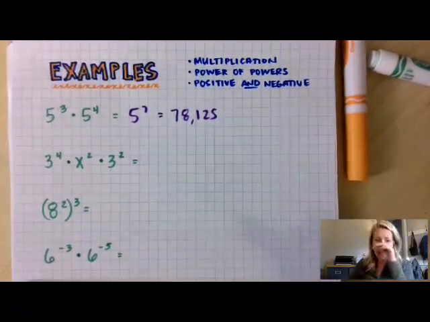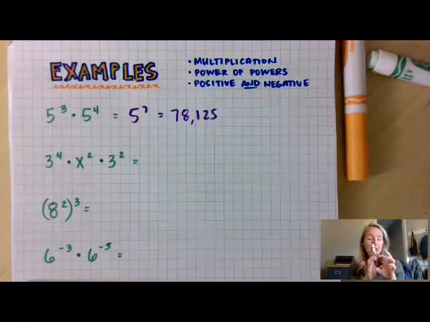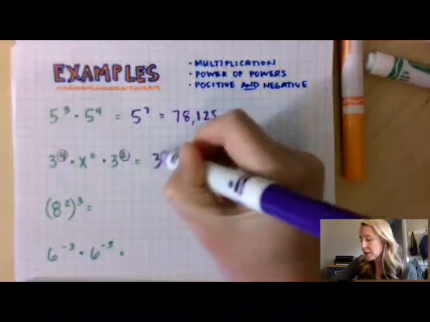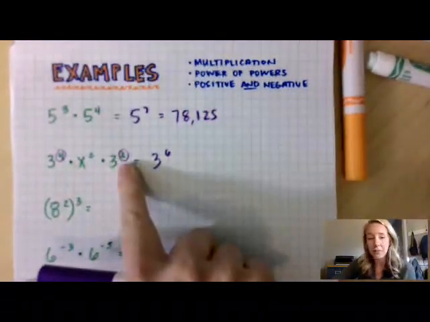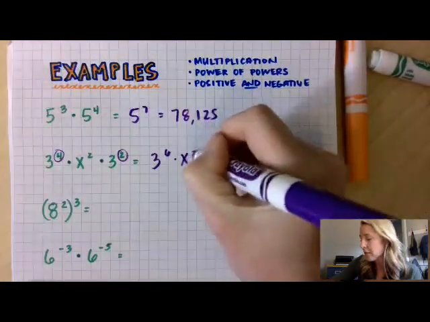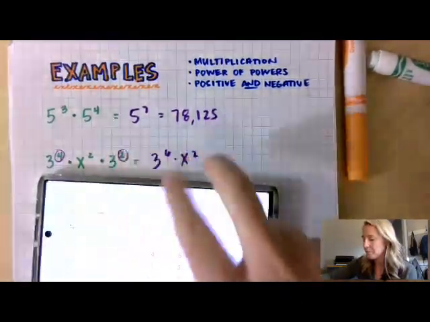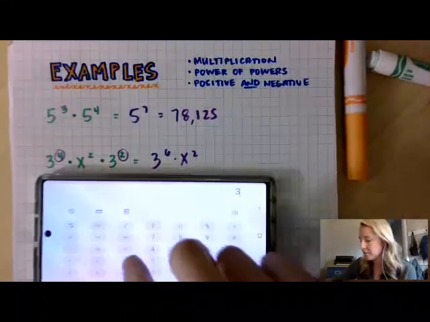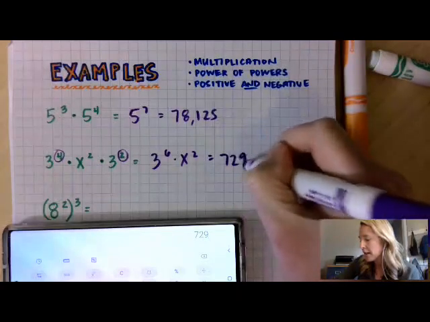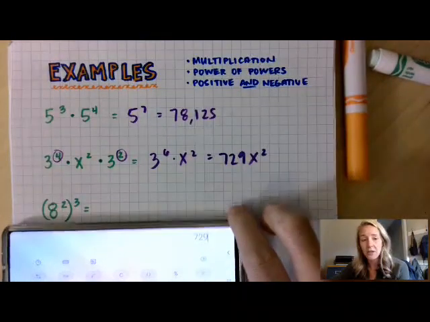My next one's a little bit trickier. I've got different bases happening, right? My 3 and 3, we can rearrange that in our mind and put those together. So I have 4 and 2. So that's going to be 3 to the power of 6 because I've got 4 and 2 of them that are being multiplied. And then I have x to the second. So what I'm going to do is put in my calculator 3 to the 6th power, 729, and I can't really simplify my variables anymore, so I'm just going to have 729x squared.